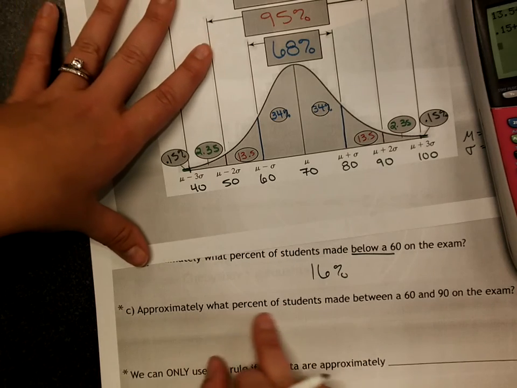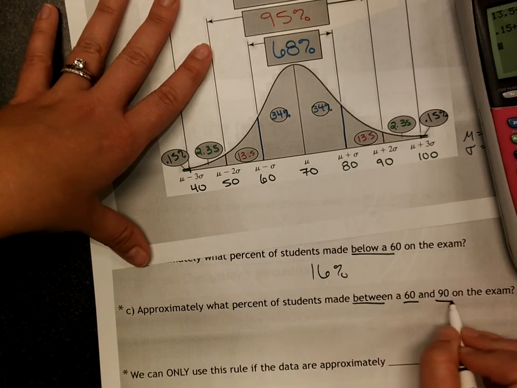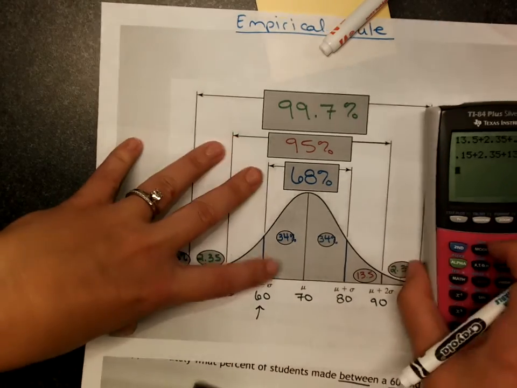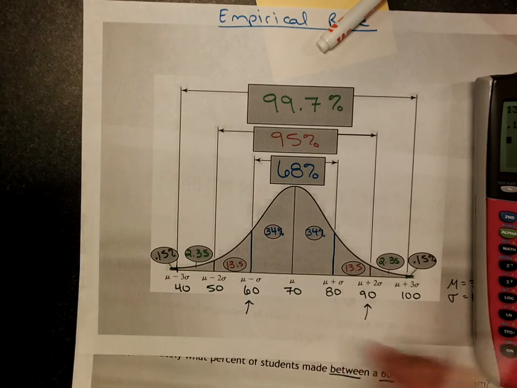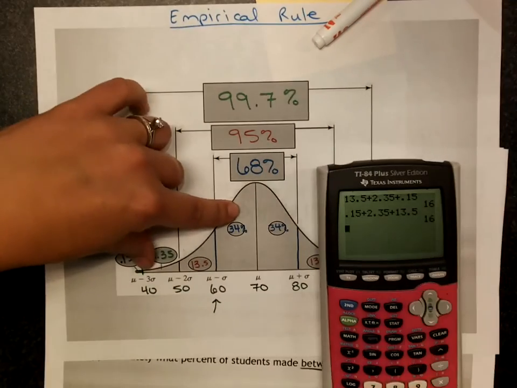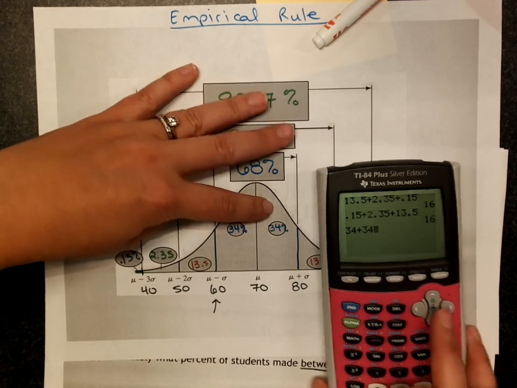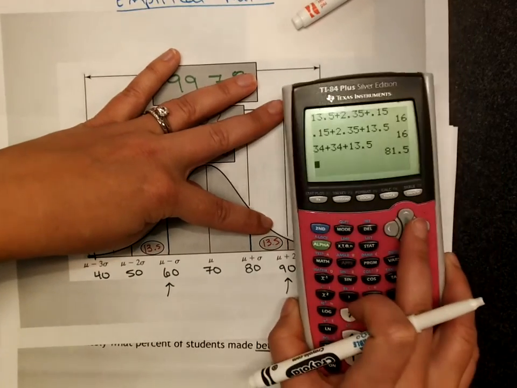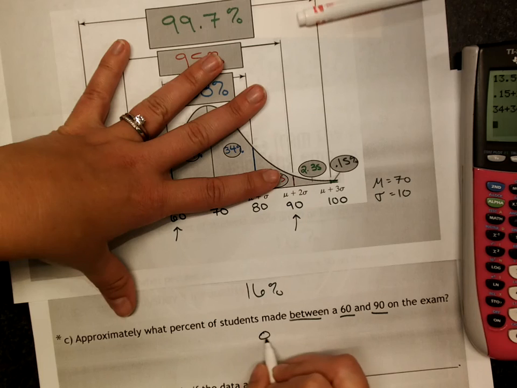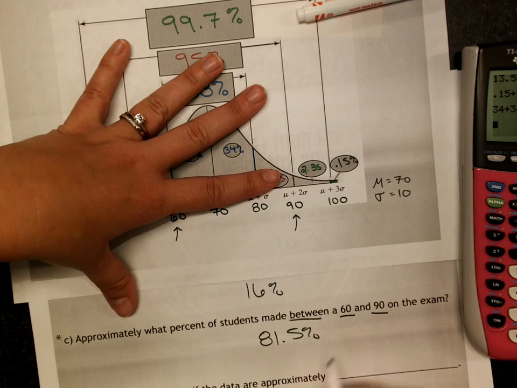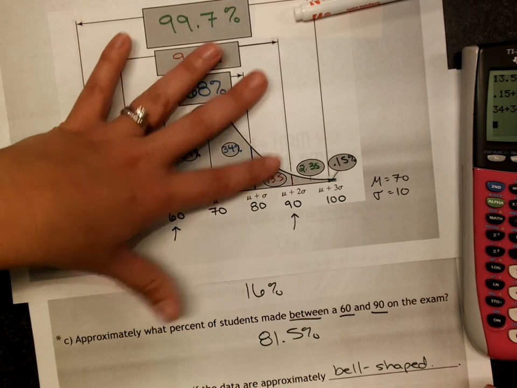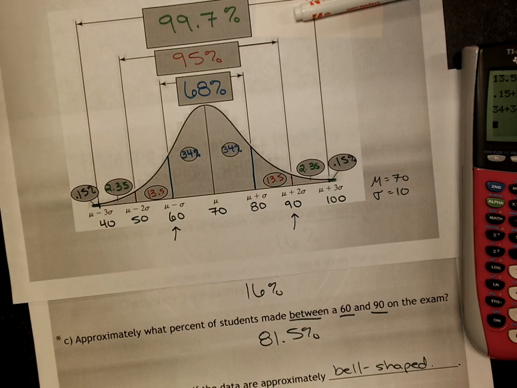And then approximately what % of students made between a 60 and a 90 on the exam? So 60 is here, 90 is here, between would be this 34%, this 34%, and this 13.5%. Add all those up, gives us 81.5%. And we can only use this rule if the data are approximately bell-shaped, which it will tell you in the problem if they are bell-shaped. I'm going to pause there and record the rest in just a minute.